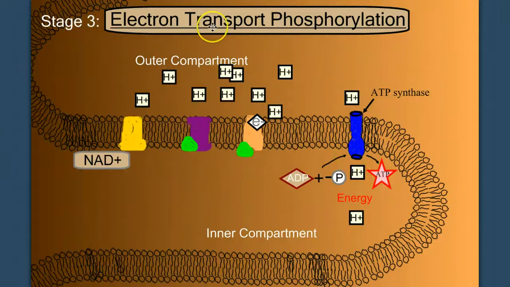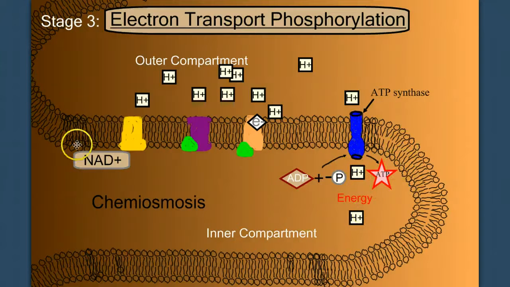And this is electron transport phosphorylation. We phosphorylate ADP into ATP, and it's driven by chemiosmosis, which is the production of an electrochemical gradient that then drives the production of ATP. And it's responsible for the final 32 ATP that we're going to make.